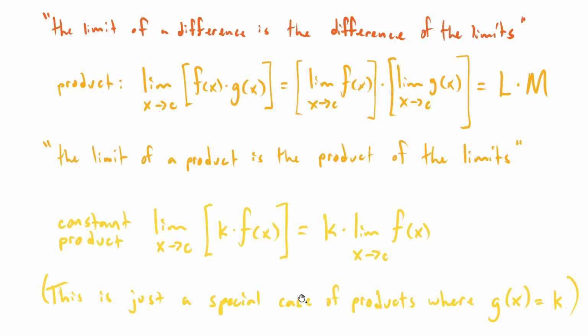A special case of this that comes up frequently is when we want to, quote-unquote, pull out constants from a limit. So if g of x was just a constant k, then you could pull that out from the limit and just evaluate the limit at f of x. Sometimes the sum property and this constant product property are referred to together as linearity. We may have an occasion to see that later in the course.